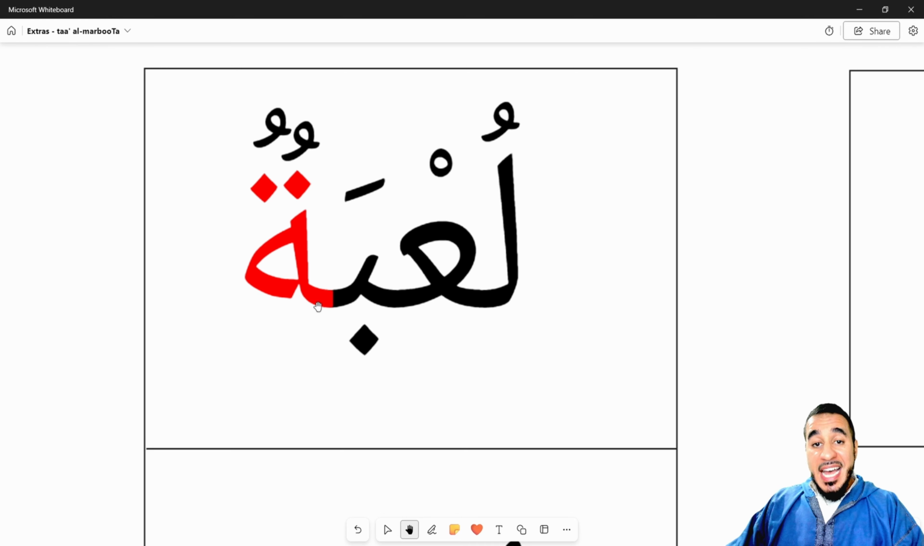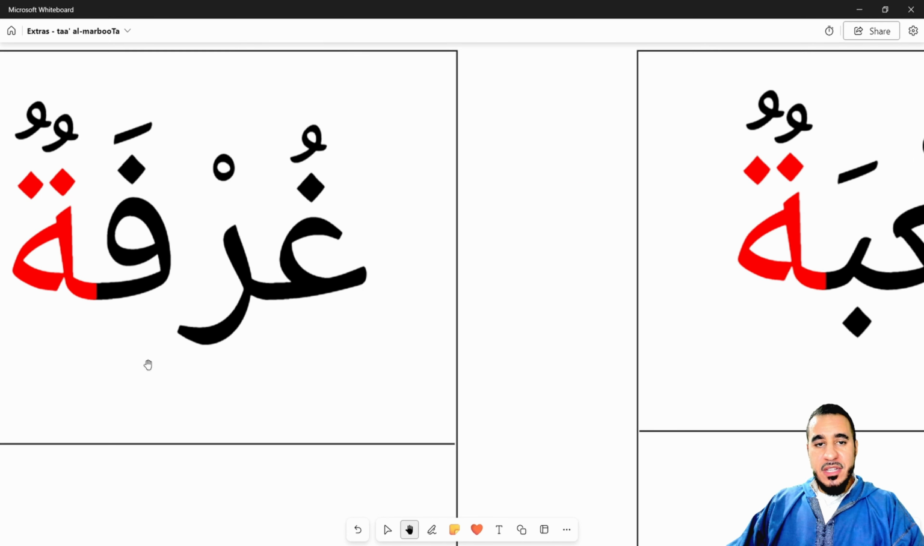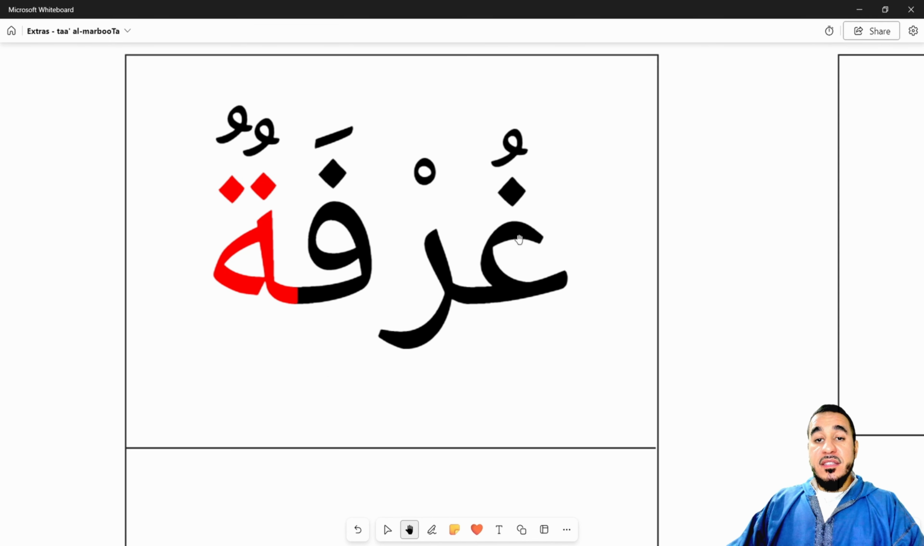So when the letter ha appears at the end of a word and it can physically attach to the letter before it, it appears just like this. However, this has two dots above it because it's a ta al-marbuta. Inshallah, that was clear. Then we have the word ghurfatun. Ghur, the ghain has a dhamma, so it's ghu. The ra has a sukoon, so an absence of a vowel, ghur.